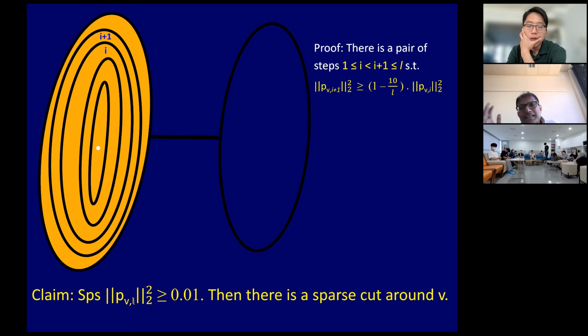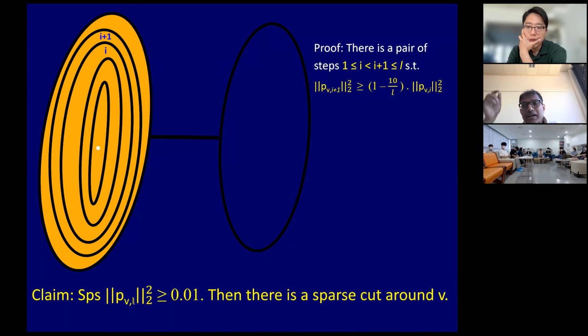At the end of all the L steps, the 2 norm squared would be roughly (1 - 1/(10L))^L, which is roughly e^(-10)... But I know that the 2 norm squared is very large. It's at least 0.01. So this cannot happen. There is therefore a pair of successive steps during which the walk refuses to spread out.